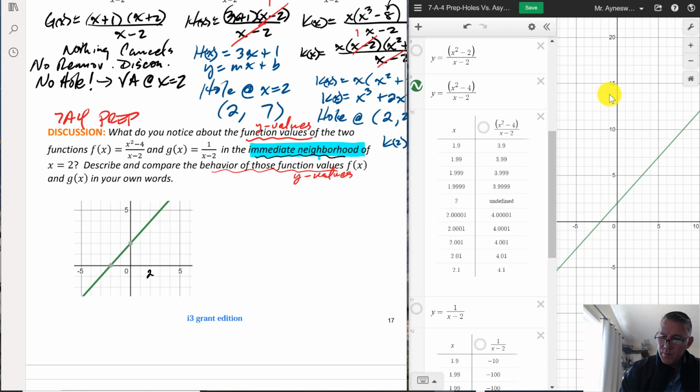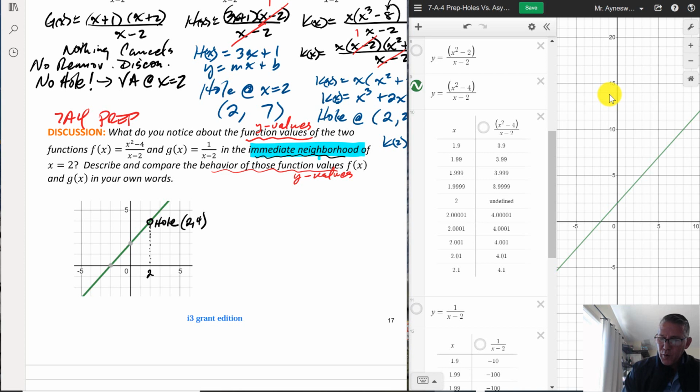So here's 2, and you go up to the graph and put a hole there at 2 comma 4. So this hole is there at 2 comma 4. But what's the behavior, what's happening to the y values when you approach 2 from the left? And what do the y values approach when you approach 2 from the right? So here's how you do it.